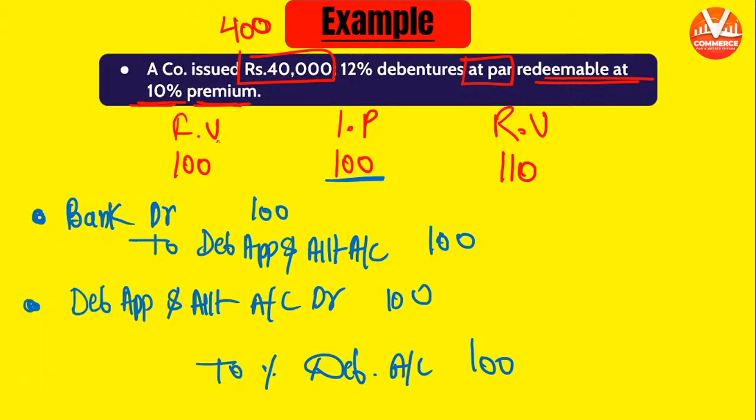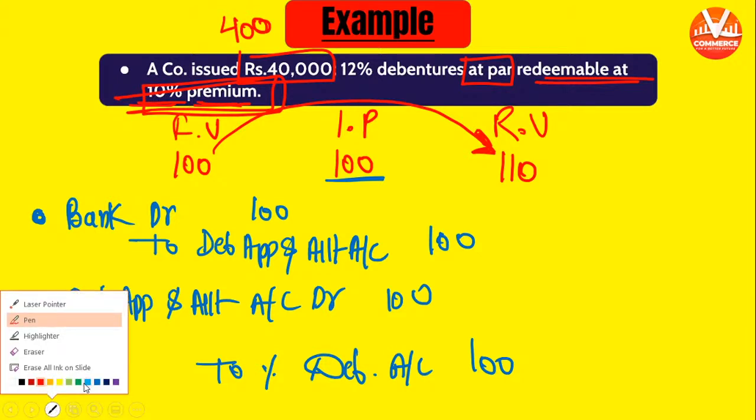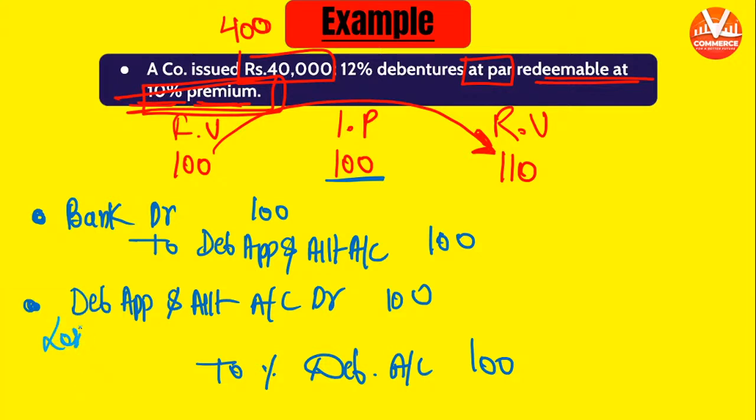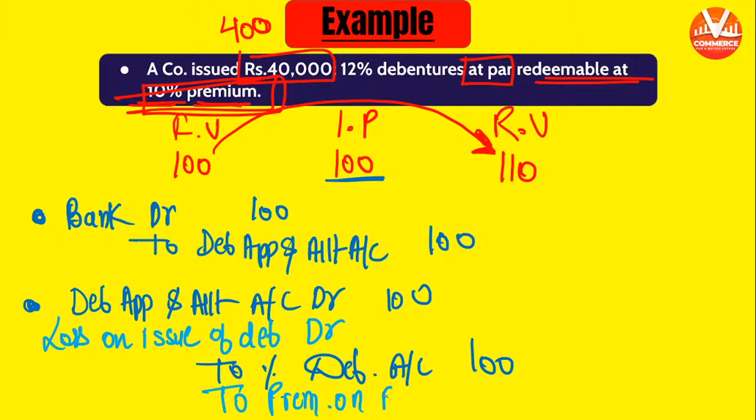So first we have passed the normal journal entry. Then there is a 10 rupees premium on redemption. For that, we will debit loss on issue of debenture and we will credit premium on redemption. So debit 10 rupees, credit 10 rupees. That's it. This is your answer.